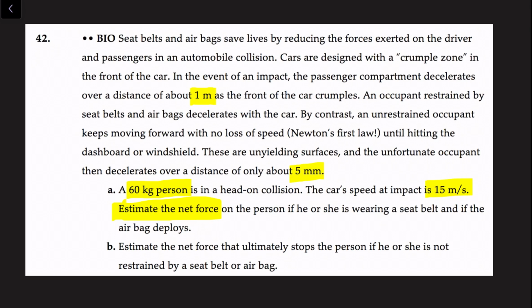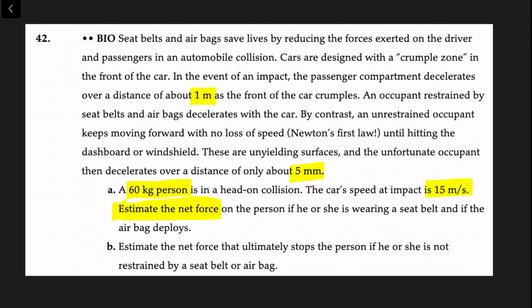As the front of the car crumples, an occupant restrained by seatbelts and airbags decelerates with the car. By contrast, an unrestrained occupant keeps moving forward with no loss of speed, Newton's first law, until hitting the dashboard or windshield. These are unyielding surfaces, and the unfortunate occupant then decelerates over a distance of only about 5 millimeters.